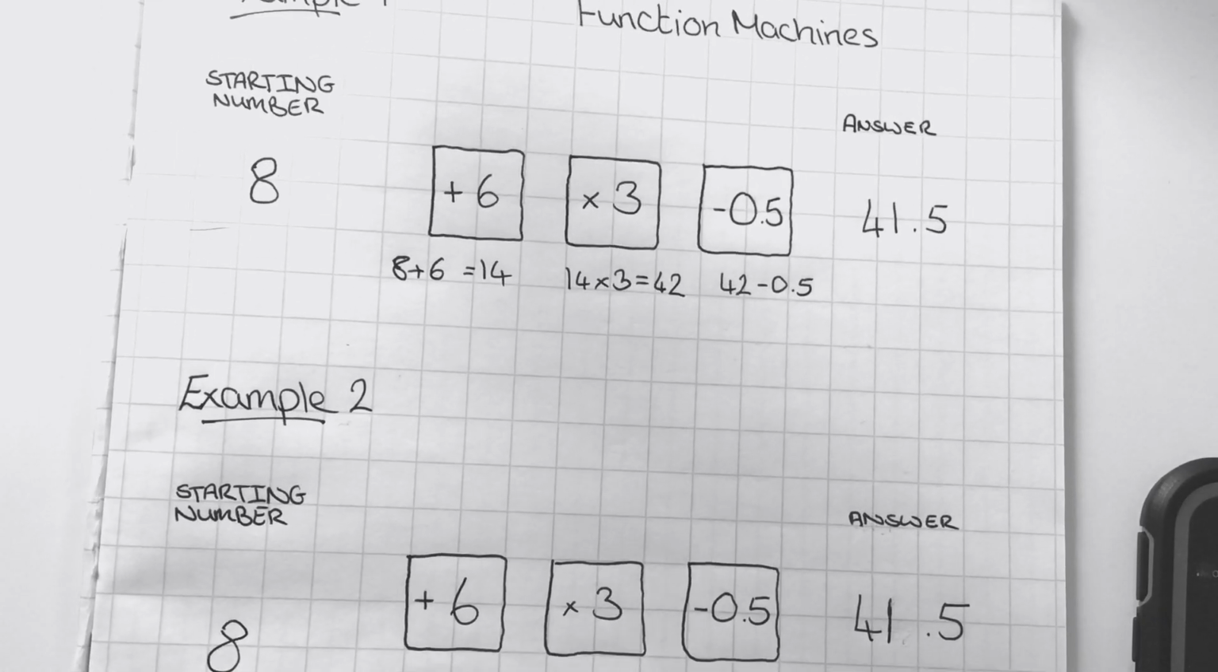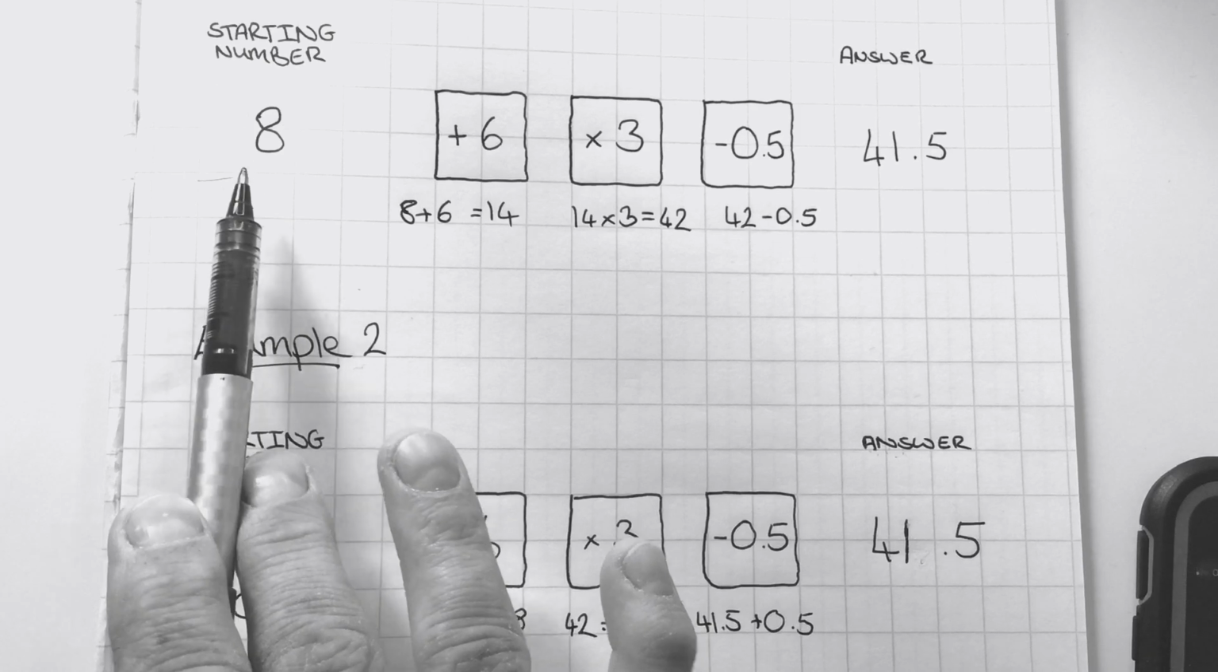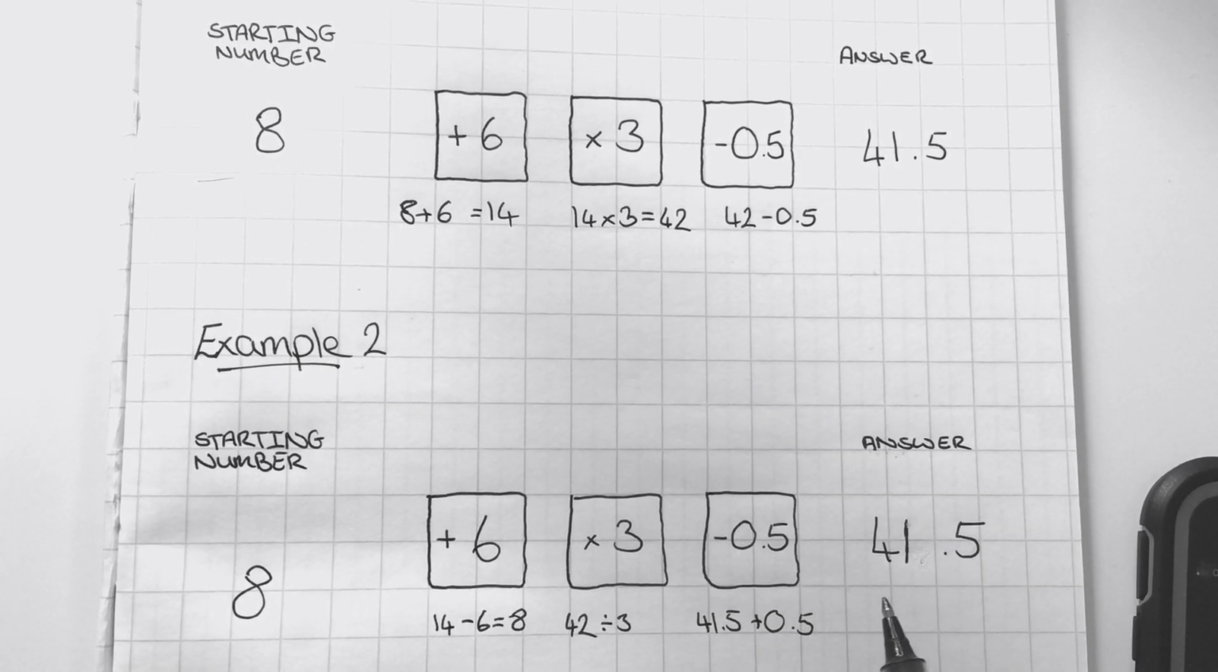Okay, so there is the same example but applied differently. One where you had the starting number and had to flow through the diagram, and one where you had the answer and have to do inverse operations leading backwards.